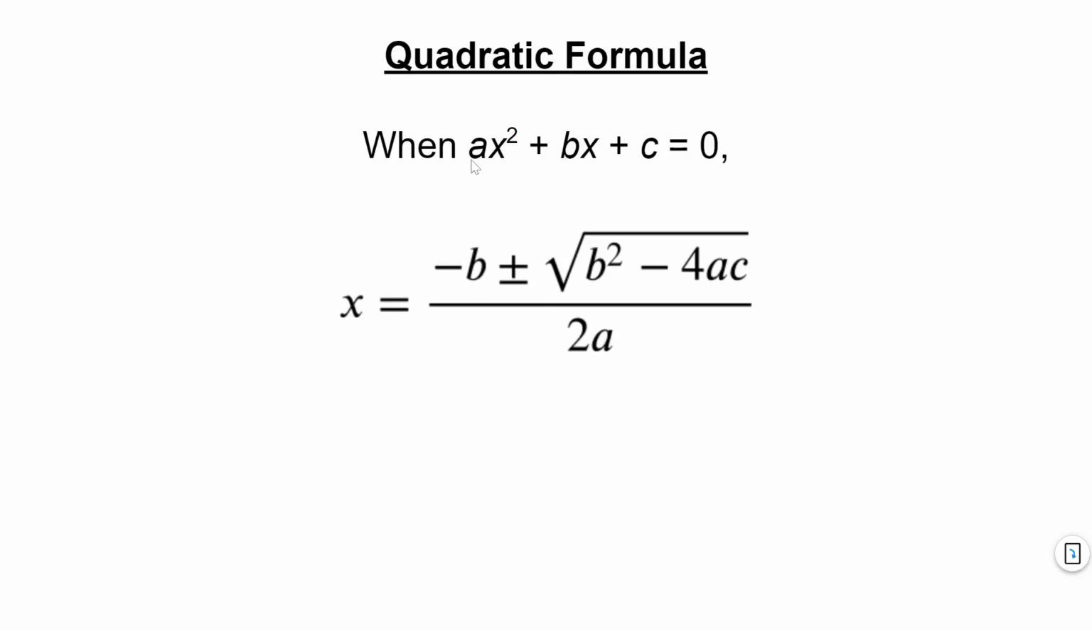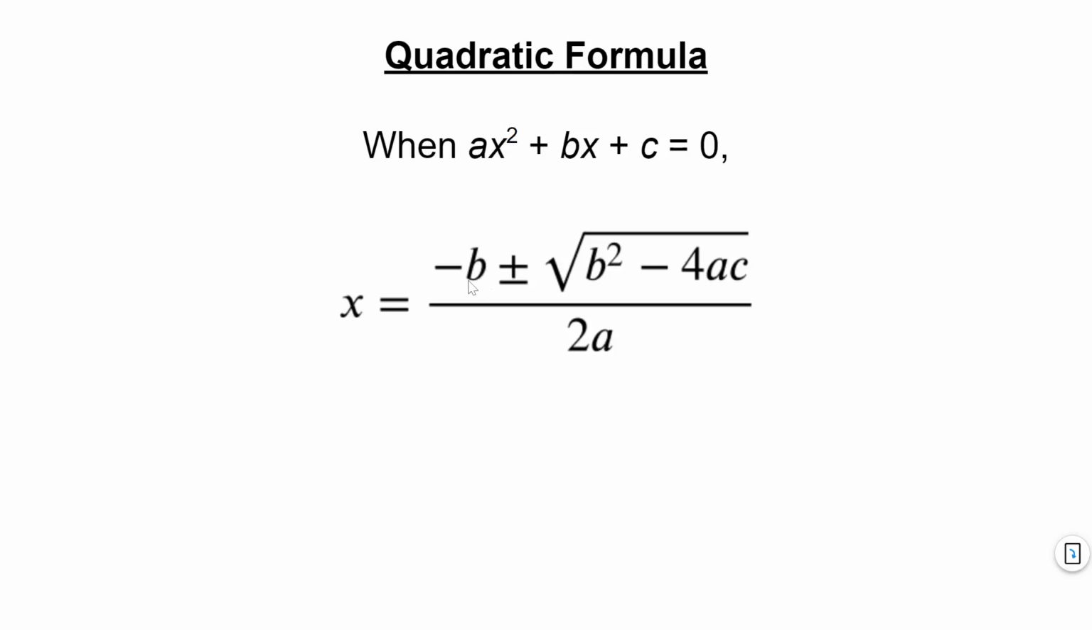So a is the coefficient of that quadratic term, the x squared term. B is the coefficient of the linear term, or the x term, and c is our constant. We will use those values, those coefficients and the constant, to replace the a, b, and c values in our quadratic formula. And what we end up solving for are the values of x that would make this equation true. We call those values roots.